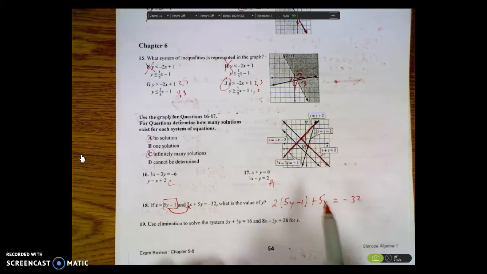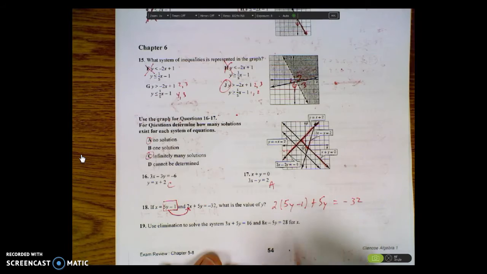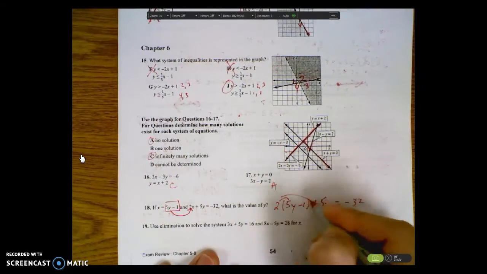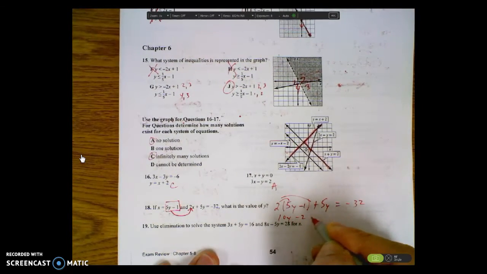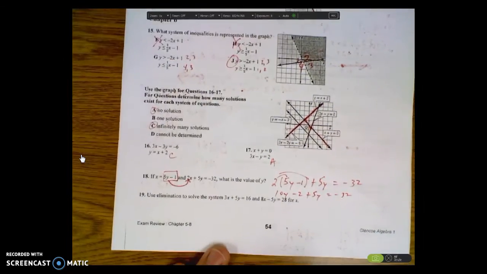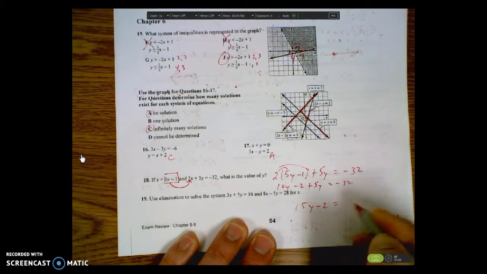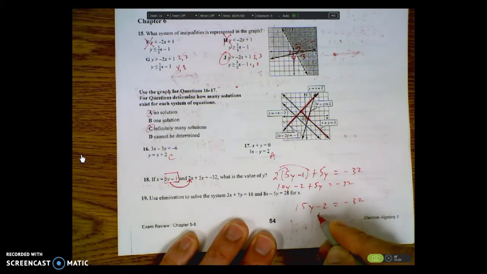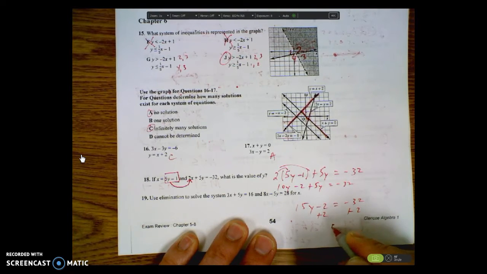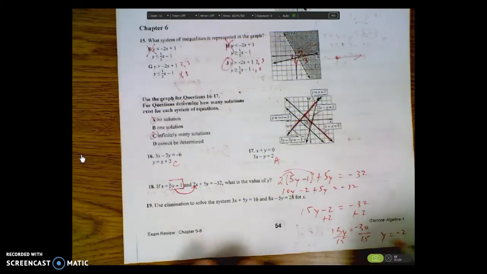So I have this equation, and again, the goal when you're using substitution is to write one equation with one variable. And we're going to distribute. And then we are going to combine like terms, which looks like 15y minus 2 equals negative 32. Add 2 to both sides. And when I divide by 15, I get y equals negative 2. And it only asks for the y value, so we are done.